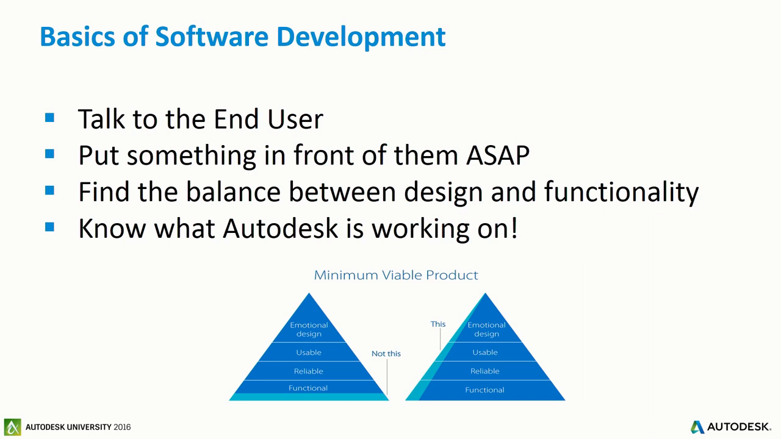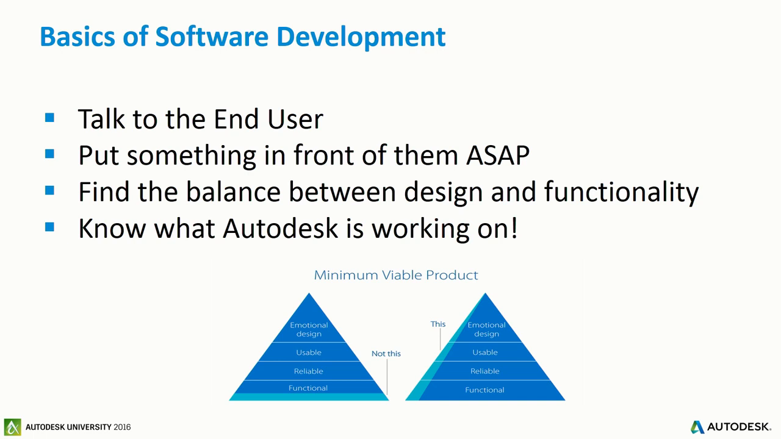So that's what this pyramid is talking about, is we really don't want to focus on just the functionality when you're getting into the minimum viable product. You want to be able to have your users experience that emotional design up front. As soon as they see it, they're like, okay, this is something that we need to spend some time and resources to figure out.